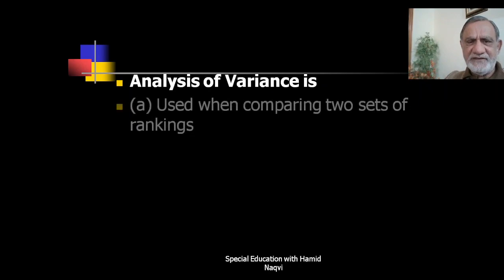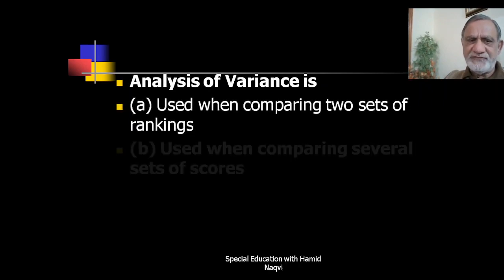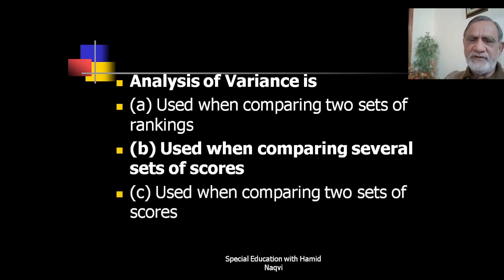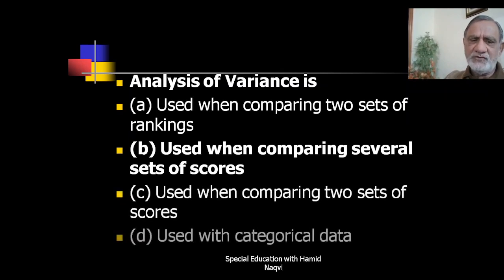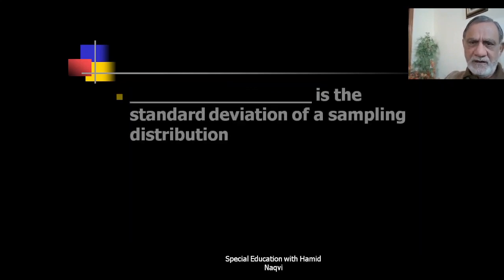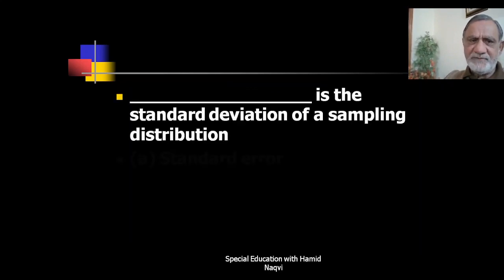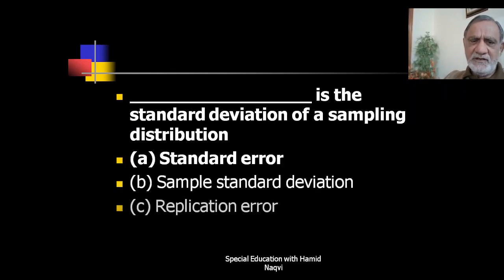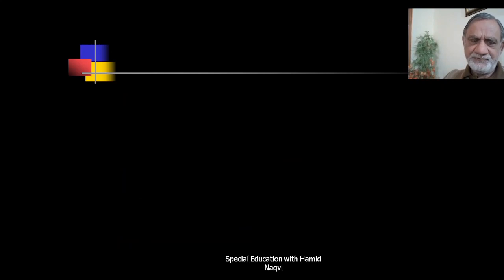Analysis of variance is used when comparing two sets of ranking, used when comparing several sets of scores, used when comparing two sets of score, or used with categorical data. B is correct, that is used when comparing several sets of score. Dash is the standard deviation of a sampling distribution. Standard error, sampling standard deviation, replication error, or meta error. First one, standard error is correct.